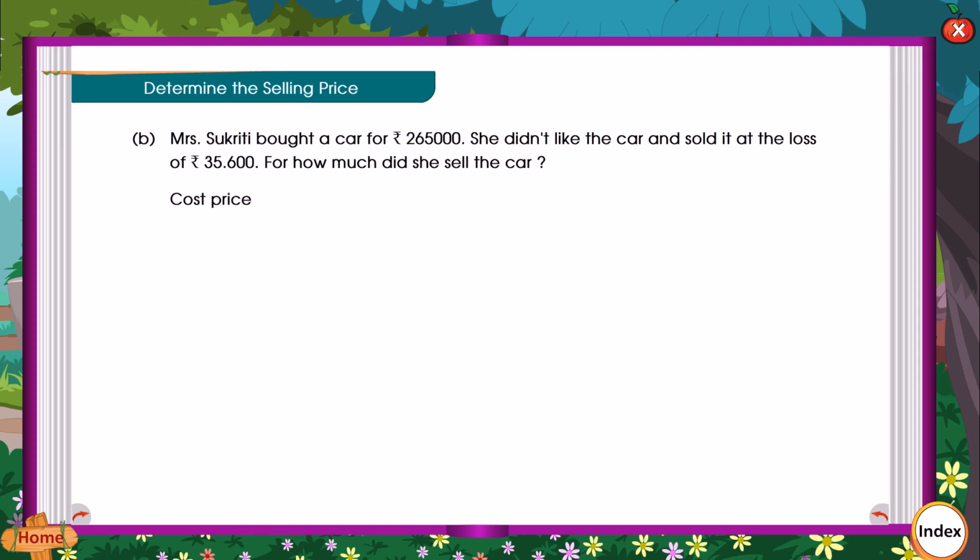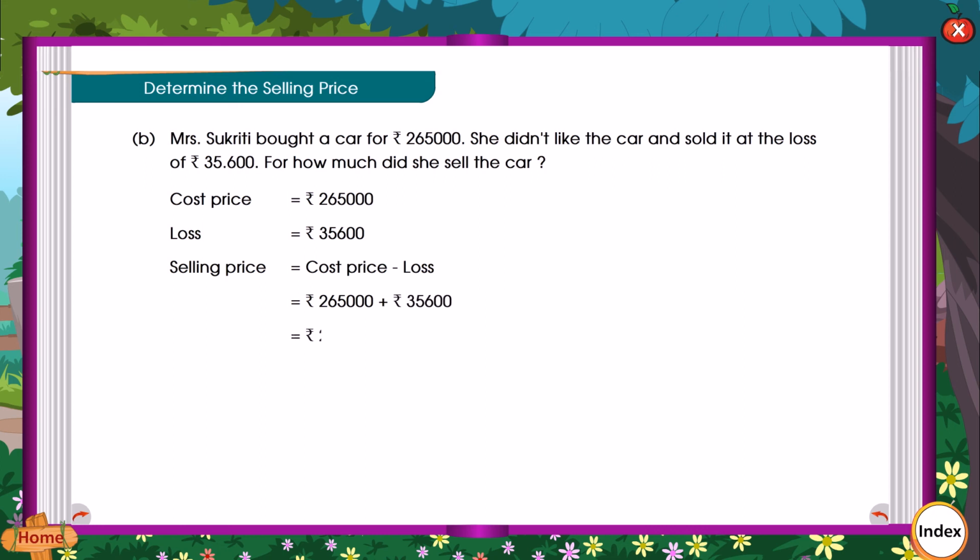Cost price is equal to rupees 2,65,000. Loss is equal to rupees 35,600. Selling price is equal to cost price minus loss is equal to rupees 2,65,000 minus rupees 35,600 is equal to rupees 2,29,400.